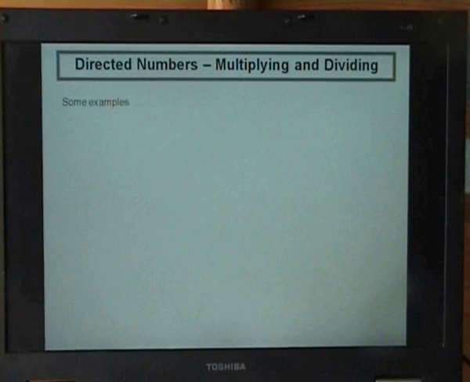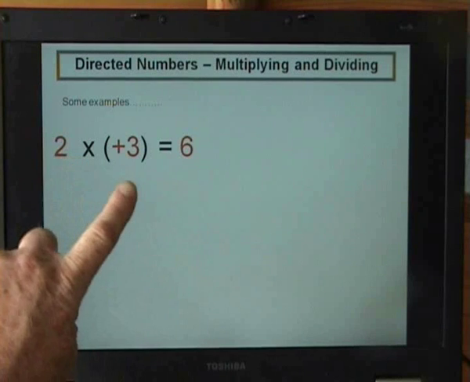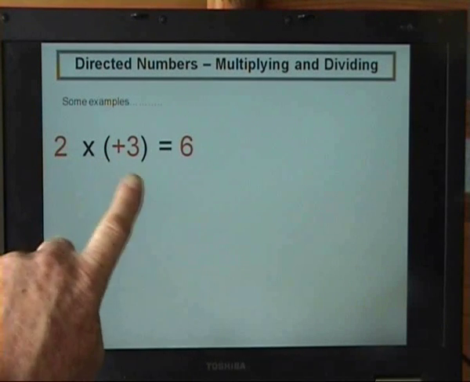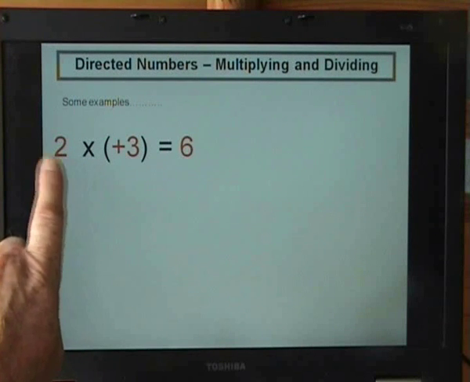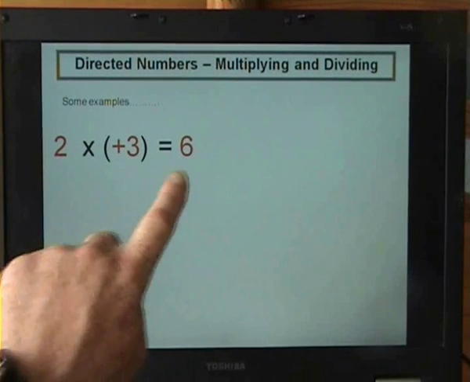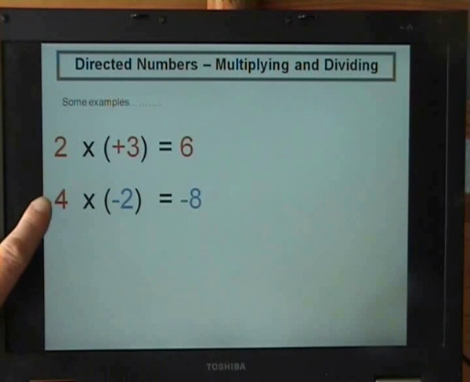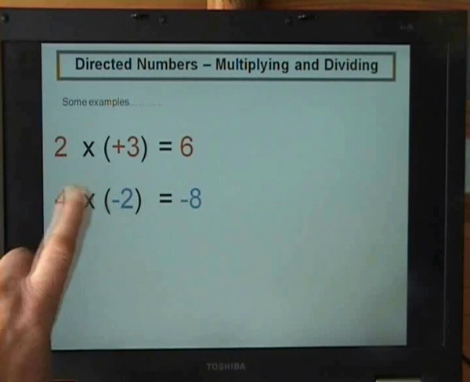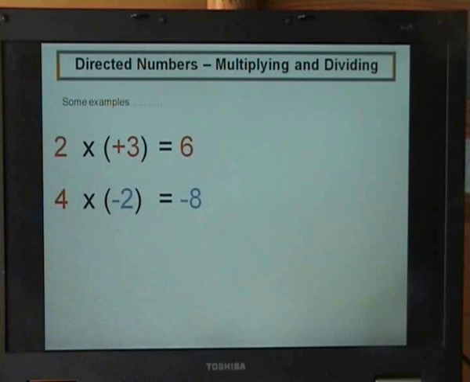So, just some simple examples. Again, with this one, I've put a bracket round the positive 3 because this does help in this case. It stops the positive getting jumbled up with the multiplication sign. But essentially, I've got two positive numbers, and of course, 2 3s are 6. We knew that. Now, 4 lots of negative 2 is a positive number times a negative number. Positive times negative is negative. 4 times 2 is 8. The answer's got to be negative 8.